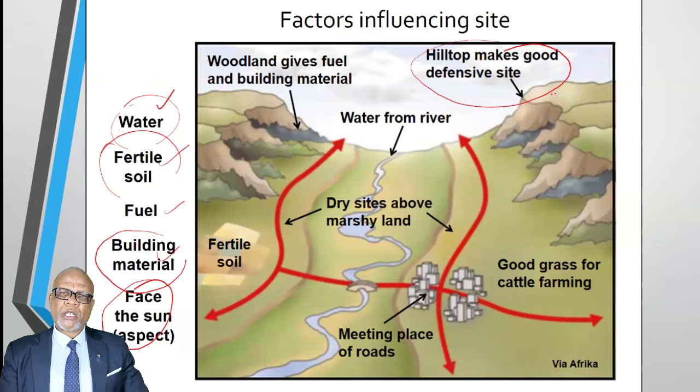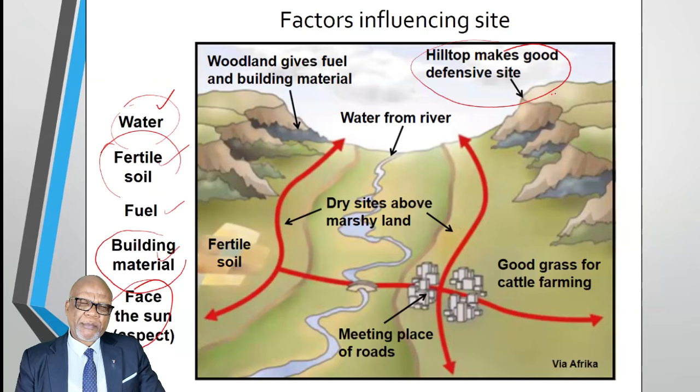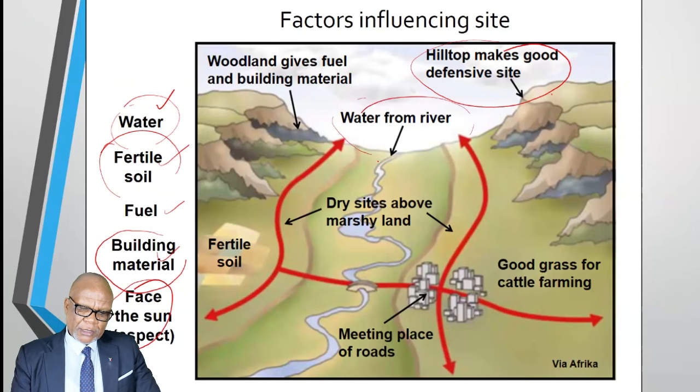So remember, we're talking about rural settlements and we're talking historically here. So people back in the days will settle on high-lying areas so that they could see an enemy from a distance and they could respond accordingly. So you can see water here as a factor showing the choice of site. People will always be closer to water. You can see the river there.